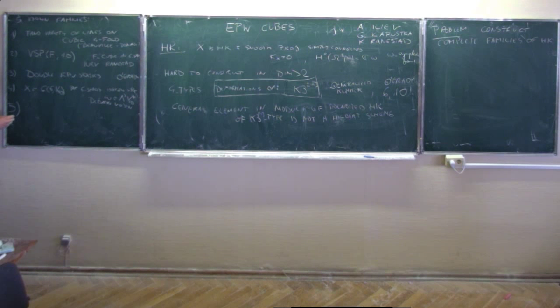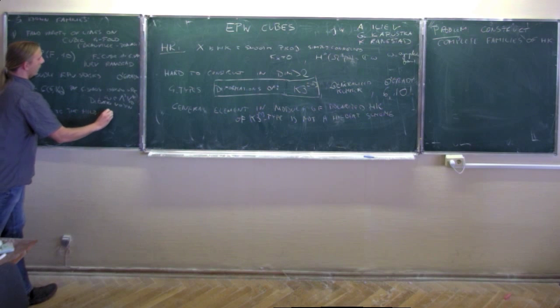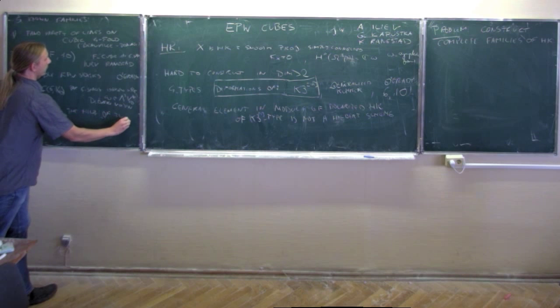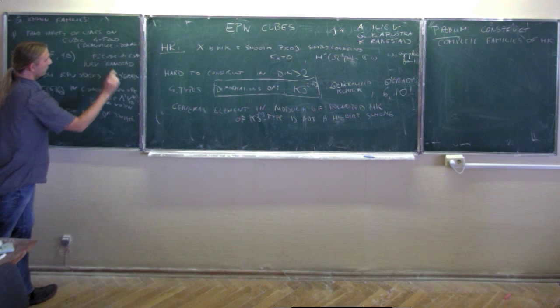And the last one known is also related to the cubic fourfold. It's related to the moduli of twisted cubics, so the Hilbert scheme of twisted cubics in the cubic fourfold.